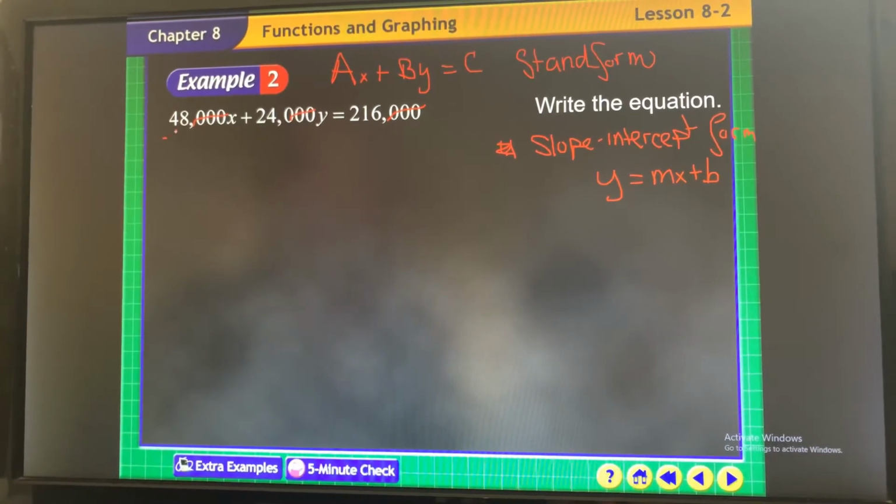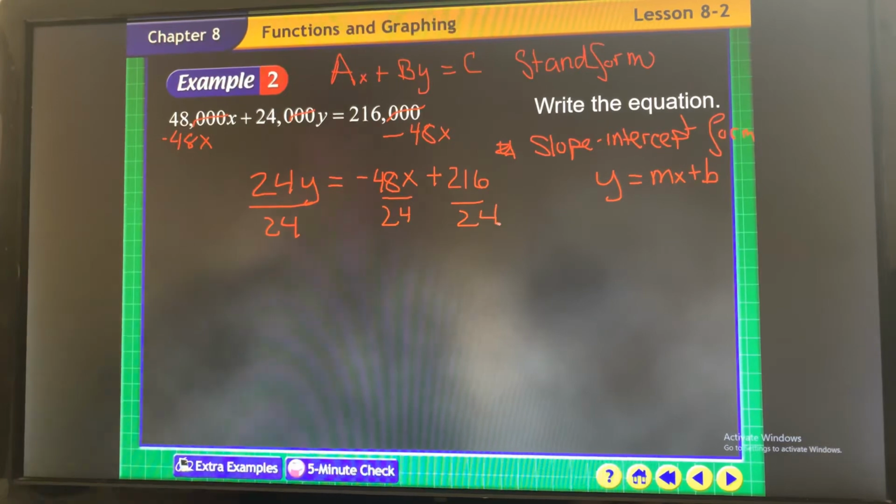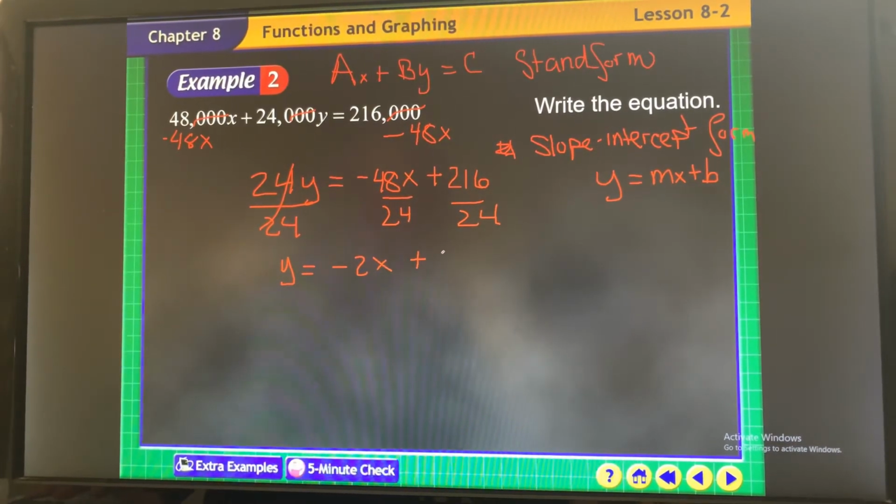So I'm going to add 48x to both sides. And I'm going to end up with 24y is equal to -48x plus 216, like that. Then I'm going to divide everything by 24 because remember, I have to get y by itself. That's what's most important. This cancels out and I'm left with y is equal to -2x, and then you're going to do 216 divided by 24, which is 9, plus 9.